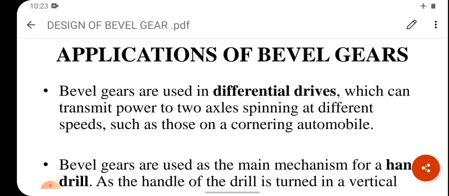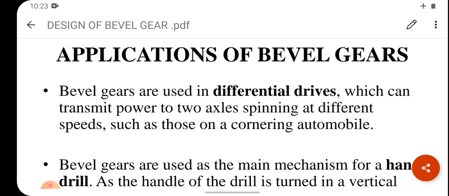The inner wheel should rotate at lesser speed as compared to the outer wheel. So differential mechanism or differential drives is transmitting power to two axles spinning at different speeds, such as those on cornering automobiles.